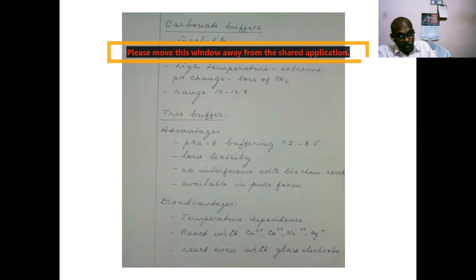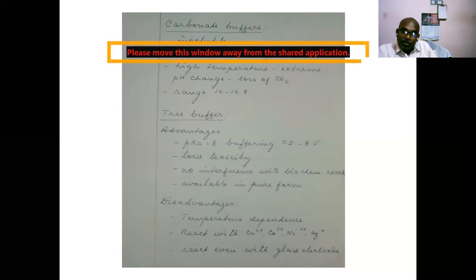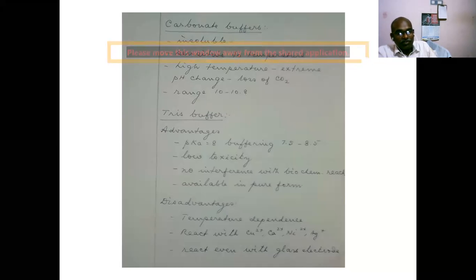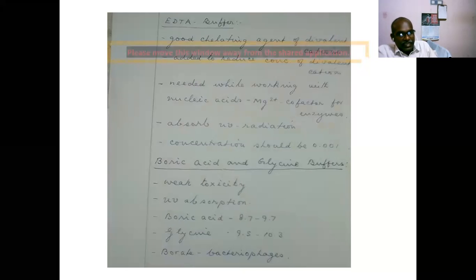Why suddenly glass electrode is introduced: suppose you want to find out the pH of a buffer solution, the very easy method is to have the combined pH meter. Combined pH meter is nothing but the glass electrode coupled with the silver chloride electrode. The glass electrode is made of a special type of glass which will act as a membrane. This tris buffer is able to react even with the glass electrode. Therefore, even the determination of pH experimentally using the glass electrode is not possible, because tris buffer will easily react with the glass electrode. And next one is EDTA buffer.